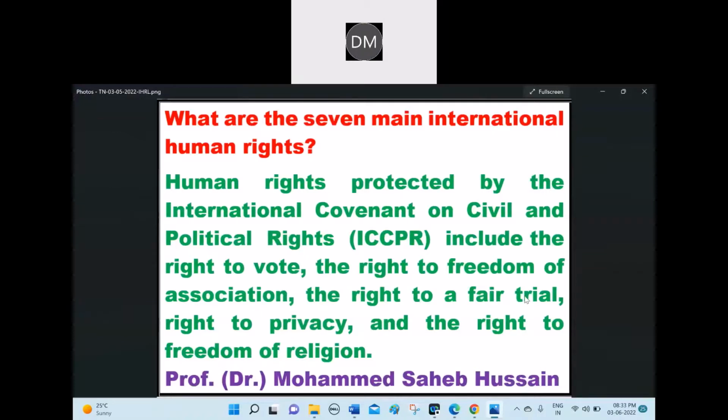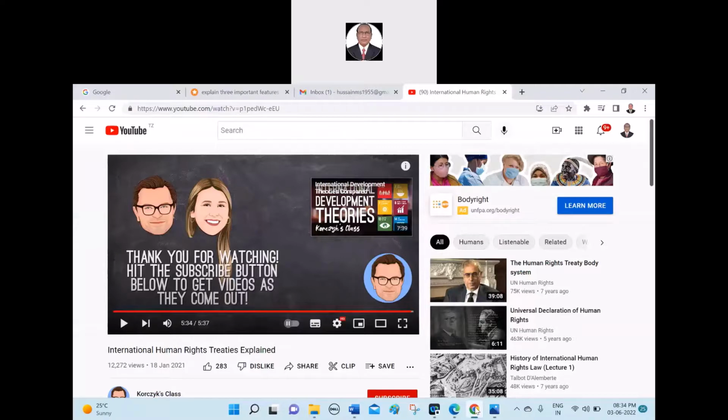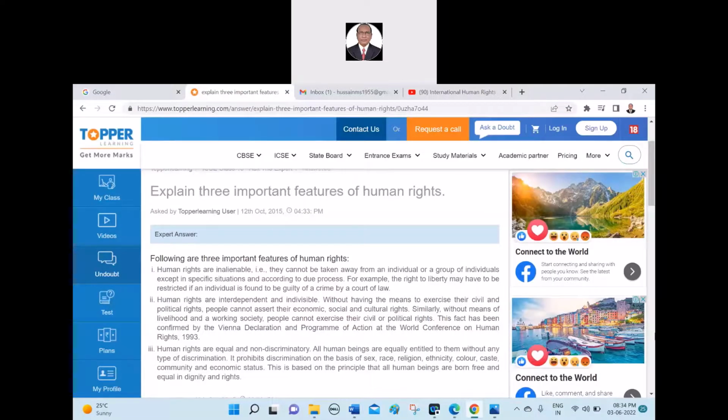What are the 7 main international human rights? Human rights protected by the International Covenant on Civil and Political Rights, ICCPR, include the right to vote, the right to freedom of association, the right to a fair trial, right to privacy, and the right to freedom of religion. This is by Professor Mohammed Saheb Hussain. Yes, because this thing which I made, and there are 3 important features of human rights. Read.